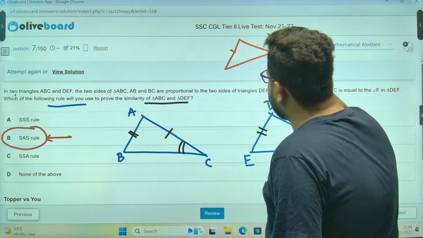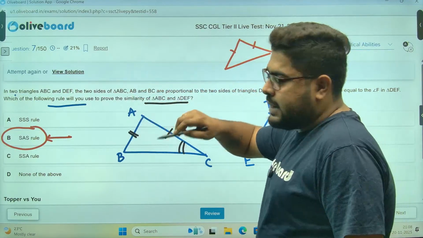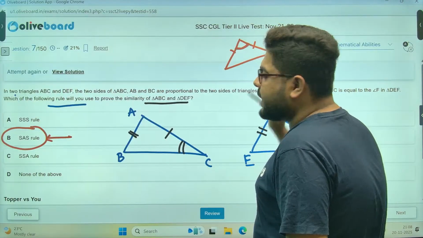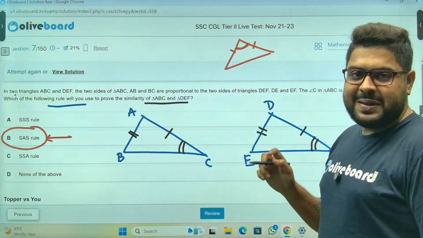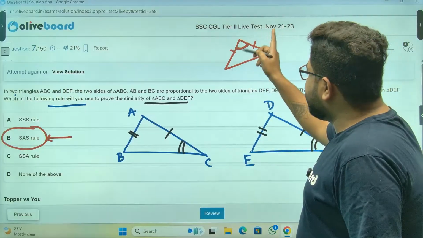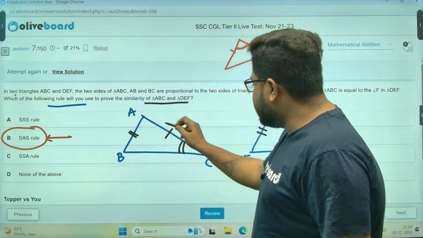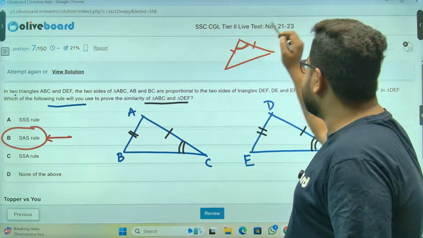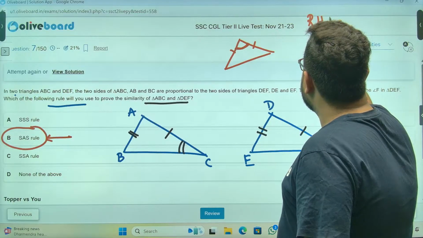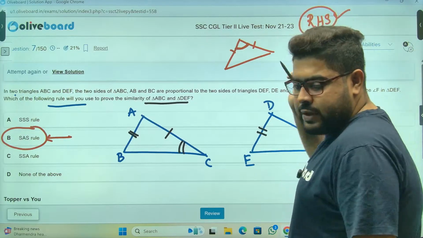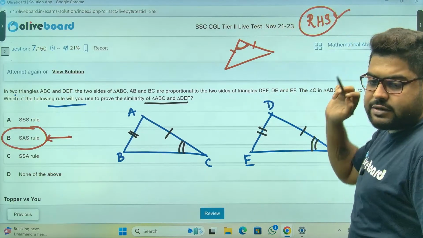If you are taking this side and this side, the angle must be this in-between angle. You cannot take just any angle. Any angle you can only take when both these triangles are right angle triangles, and that is called RHS rule. But that is very exclusive for right angle triangles.